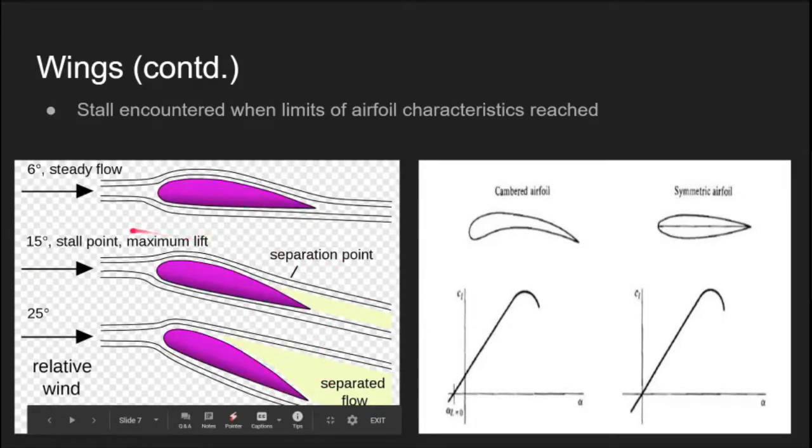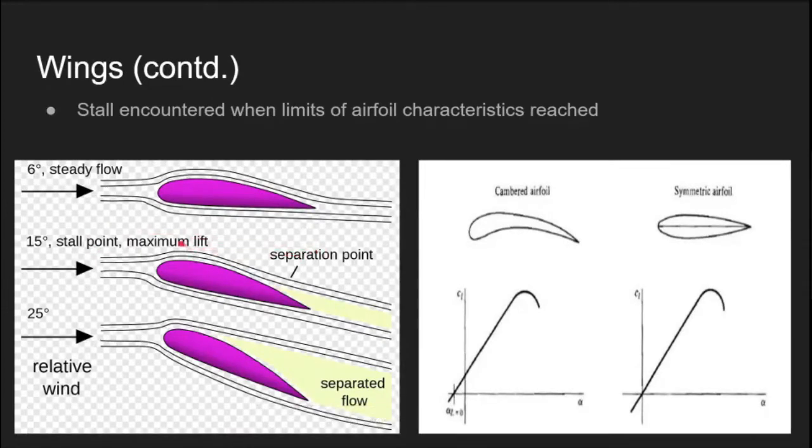Now, you'll note how it says maximum lift. When you increase your angle of attack, your maximum lift will generally be around where your stall point is. So you will have a slight bit of separation. Now that slight bit of separation is okay, because overall the negative effects of the small separation are outweighed by the amount of lift you're getting.